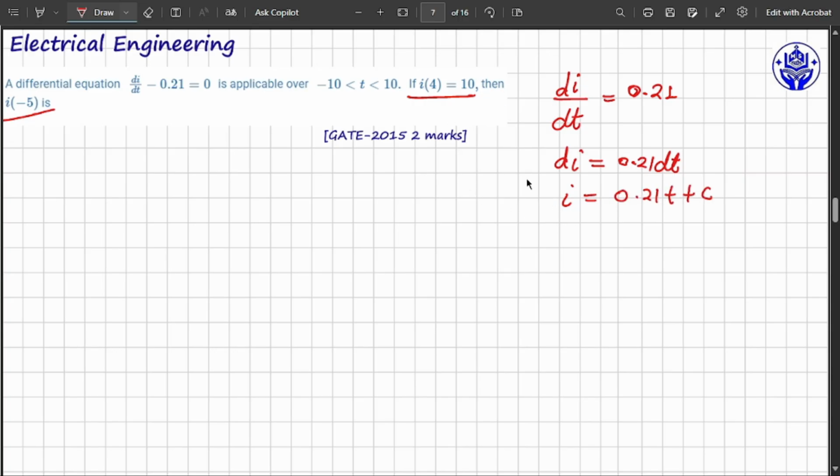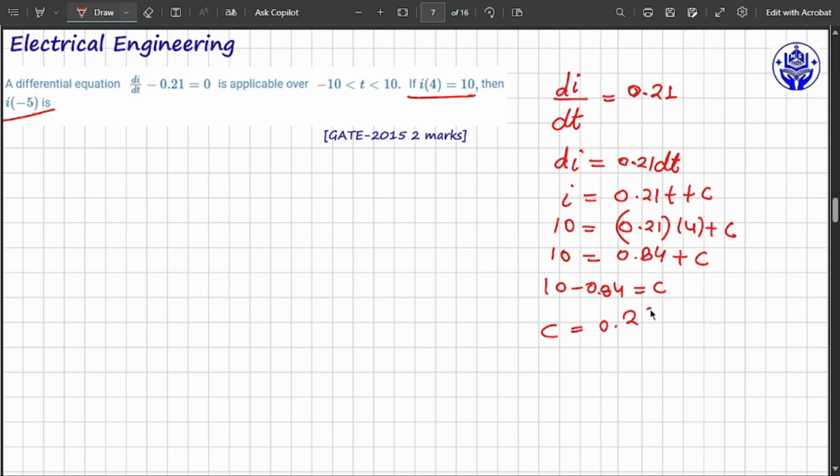Now I is 10 and the value of t is 4, that is 0.21 into 4 plus c. Then 10 = 0.84 + c. So 10 minus 0.84, so c is equals to what? C is nothing but 0.84, then it will be 26. Okay, this will be the c.